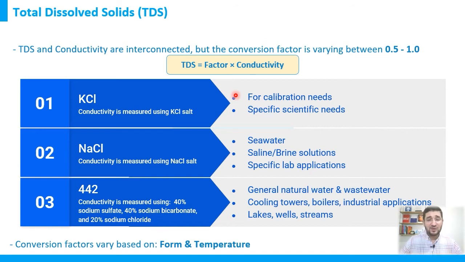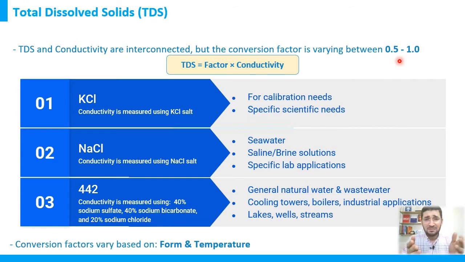That means, as a rule of thumb, TDS is always lower than conductivity, because the maximum factor will be 1. But in most cases it will be less than 1, between 0.45, for example, up to 0.95. So conductivity is always higher than TDS. There is no way to have a TDS higher than conductivity. Keep that fact in mind if you are using a conductivity meter.